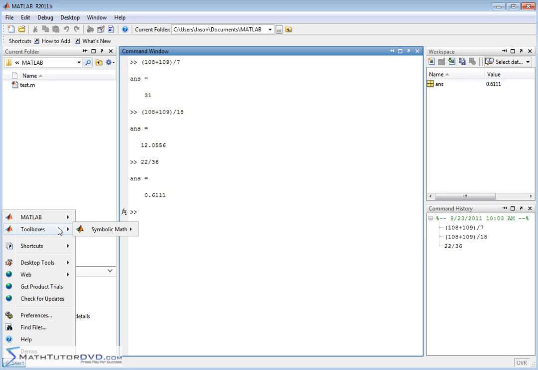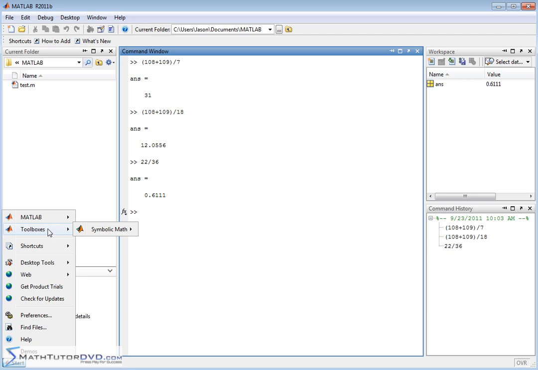Now, I'll take a minute to tell you there are tons of additional toolboxes that you can purchase for MATLAB. And again, if you're a student, you probably have quite a few of them already. There is a statistical analysis toolbox that gives you extra commands with statistics. There is a communications toolbox that gives you extra commands if you're dealing in communications theory. There is a control systems toolbox that gives you extra commands if you're really doing a lot of control system stuff.